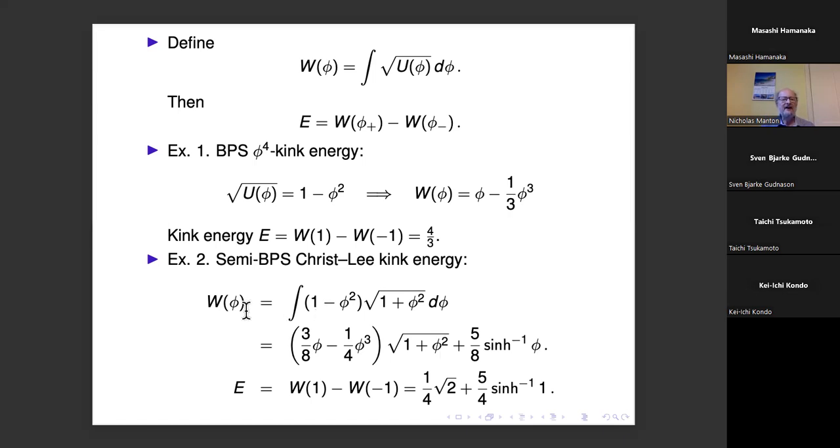And now it's easy to work out w at 1 and -1 as before, and the difference is this transcendental number. So you can calculate E, but it's this funny combination, and that's characteristic of the semi-BPS solutions. Sometimes these integrals won't be possible at all. They'll be elliptic integrals with some parameters, and you won't be able to find any explicit way to write them down. So that's characteristic of the semi-BPS kinks, whereas the BPS kinks involve rational integrals, which are easier.